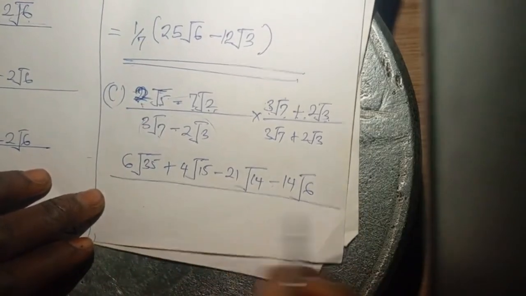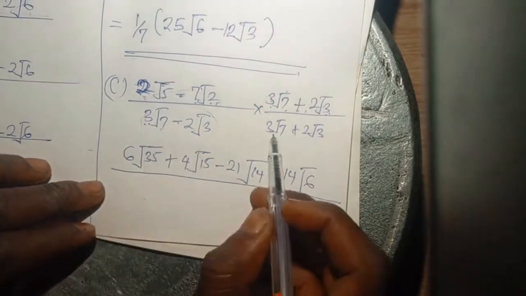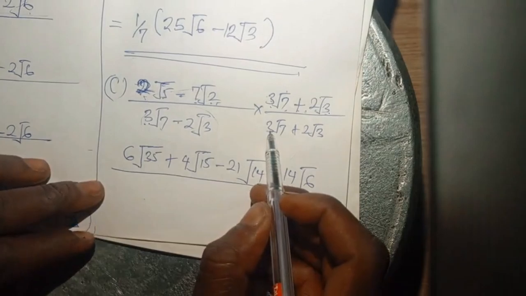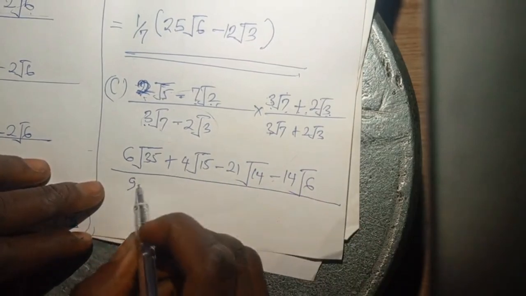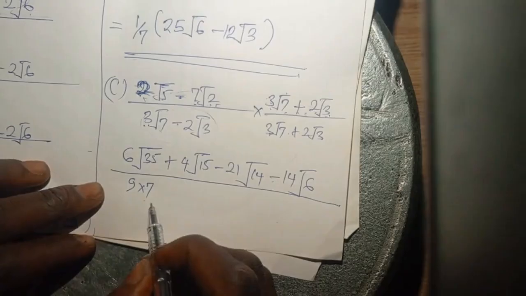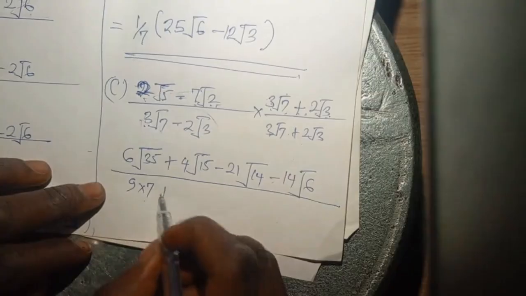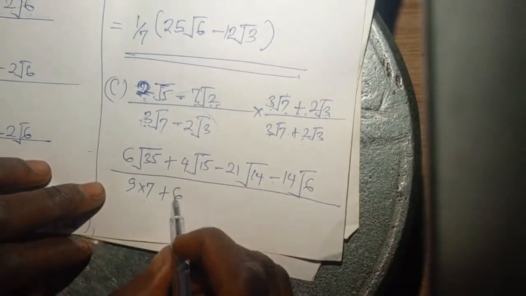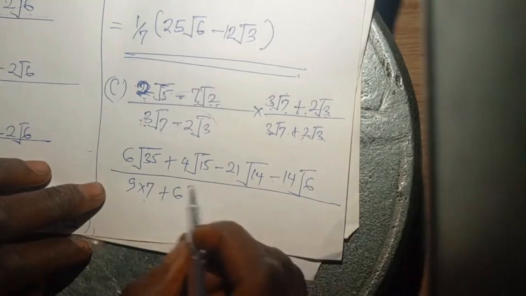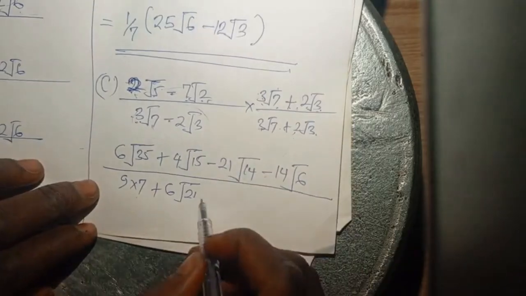Then 3 times 3 is what? 3 times 3 is 9. Root 7 times 7 is 7, or root 49, and root 49 is 7. Then plus times plus is plus. 3 times 2 is 6. Root 7 times root 3 is root 21. Right? Then minus plus is minus.